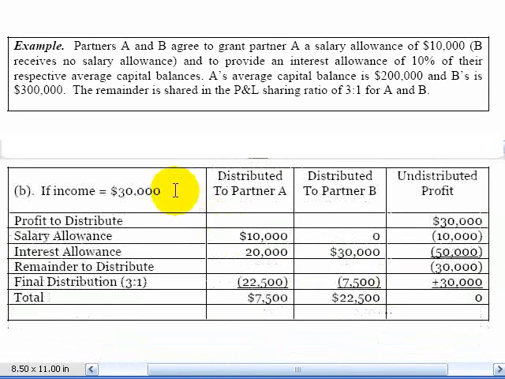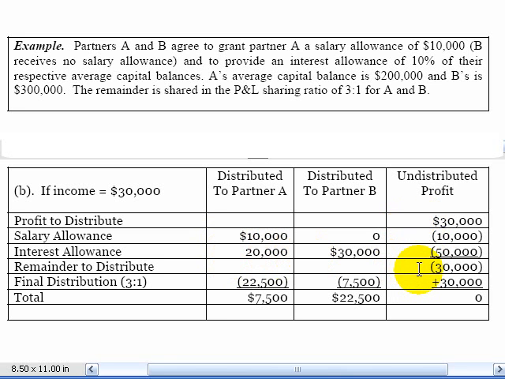And in this case we have income of $30,000. The $30,000 will be divided up in the same way that our $70,000 was before. We'll allow for a $10,000 salary allowance to partner A, and then we'll give each partner the 10% on average capital balances, and that's $20,000 for partner A and $30,000 for partner B. So again, we've distributed $60,000. However, we only had $30,000 in profit, so the remainder is a negative $30,000.